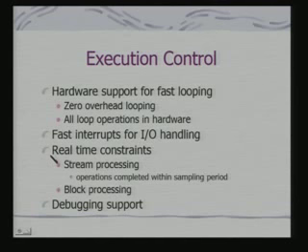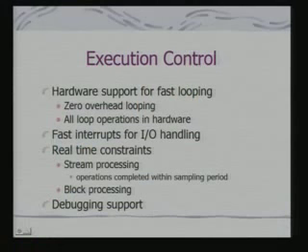For execution control, you have hardware for fast looping, and you would like to have zero overhead looping, because loops are omnipresent. You have to do a number of numeric computations on the same set of data, or the same set of operations on different data. So, for zero overhead looping, I have already talked about the instruction buffers. You may also have counter registers to keep track of how many times a set of instructions is getting executed.